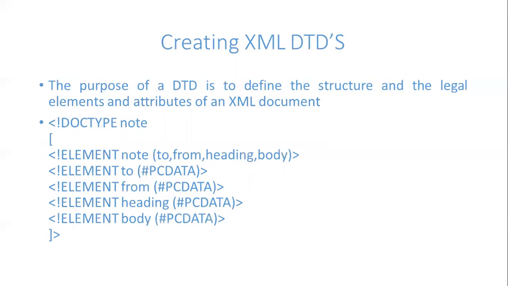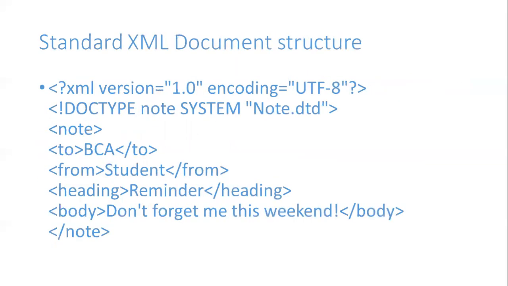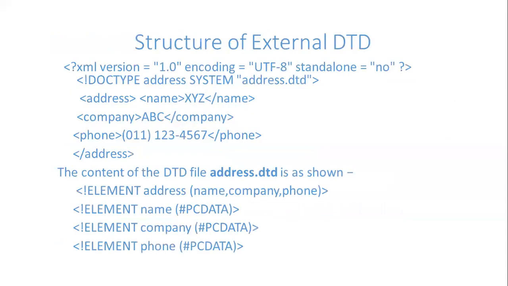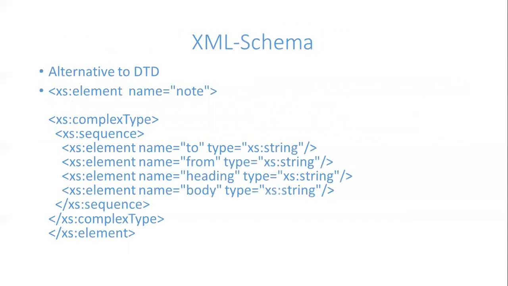Now, just come back to the XML which we had created before. Just have a look at this document type note, system note.dtd. This is the name of the document type definition, the root element, and then these are the sub elements. Now the root element contains to, from, heading and body. To, from, heading, body consist of PCDATA, that is parsable character data. So for the same XML, how do we define the XML schema?